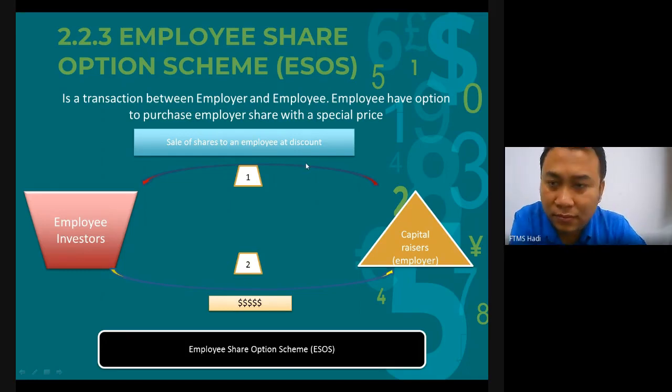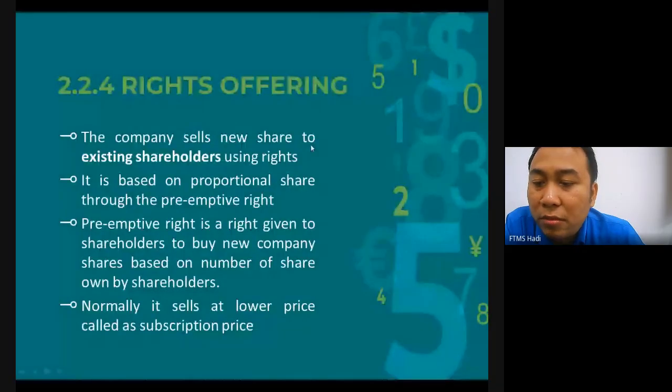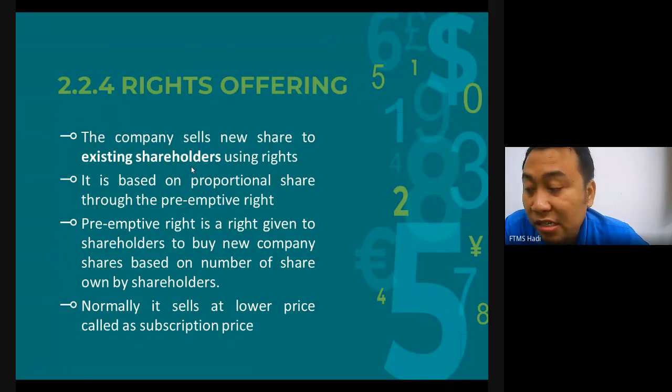And the last one, rights offering. The company sells new shares to existing shareholders using rights. We're talking about existing shareholders. The term existing shareholder is something like a regular customer. Before this they had shares with the company, and now they want to buy again, the same shares from the company. That means they want to add more shares.